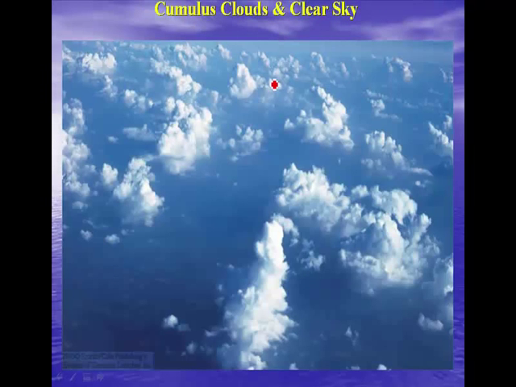And a lot of times you'll see these types of clouds, cumulus clouds, and then areas of downward moving air, which would represent clear skies. So we have upward moving air producing clouds, downward air producing areas of clear skies.